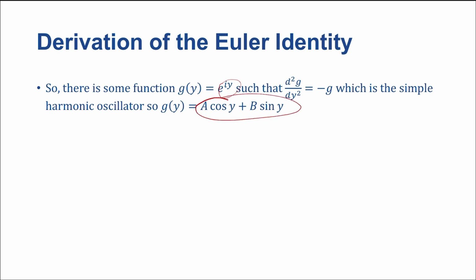So what we're going to do is set them equal to each other, and then find the boundary conditions to find our amplitudes a and b. So we have the following equation. e to the iy is equal to a cosine y plus b sine of y. This should already be incredibly profound.